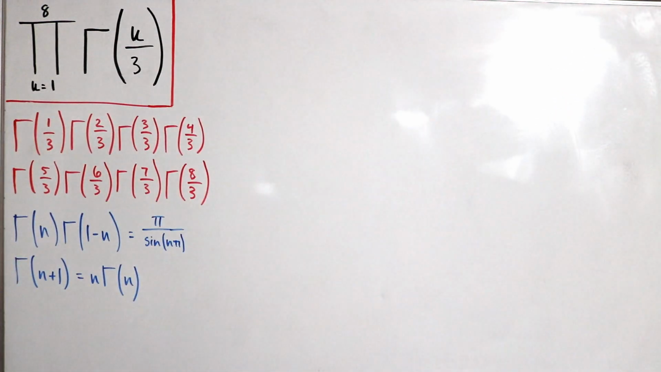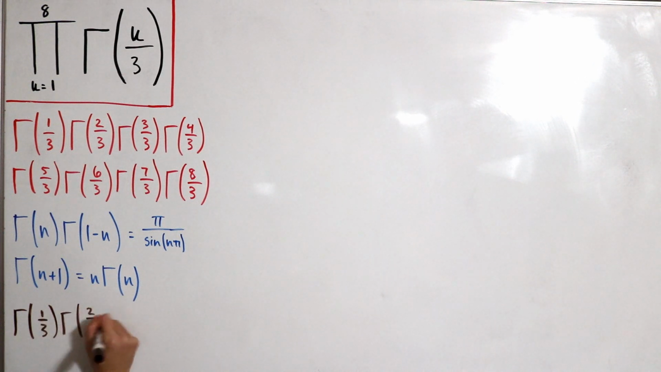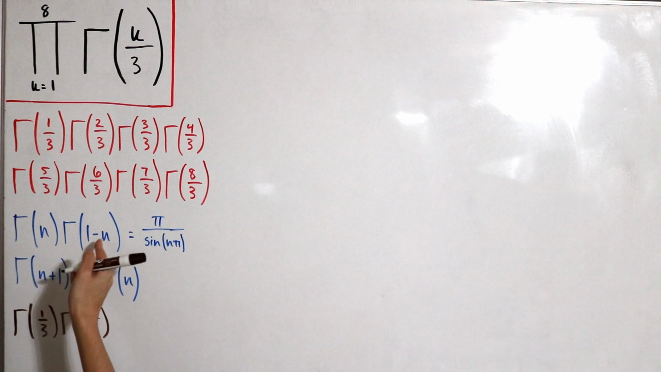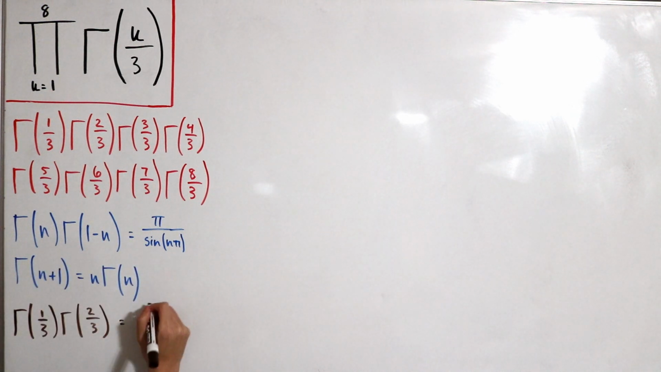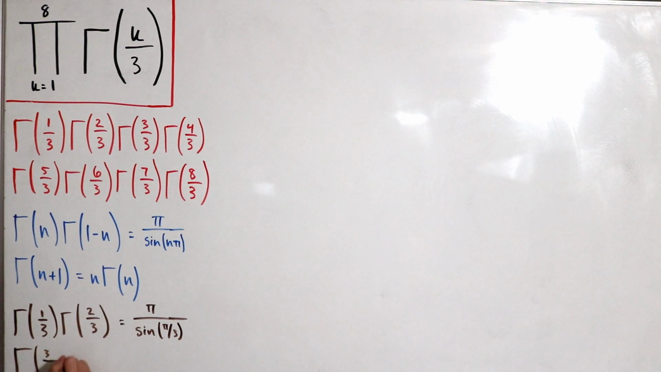Now let's focus on the expansion and how we can fix it up a little. Let's focus on gamma of 1 over 3 times gamma of 2 over 3. By Euler's reflection formula, we can plug in n equal to 1 over 3 and it still satisfies the formula. So this is just pi divided by sine of pi over 3. Next we have gamma of 3 over 3, which is the same as gamma of 1, a well-known value that is equal to 1.